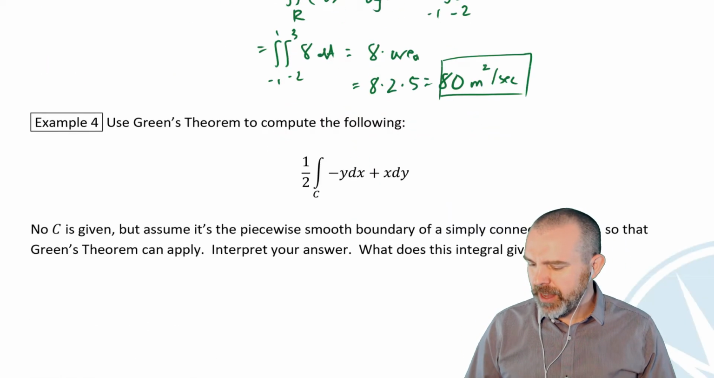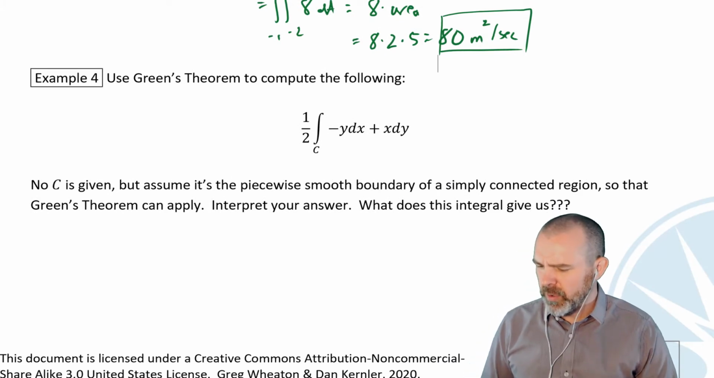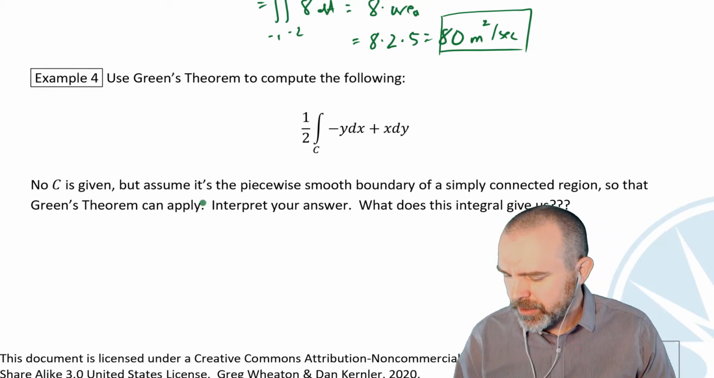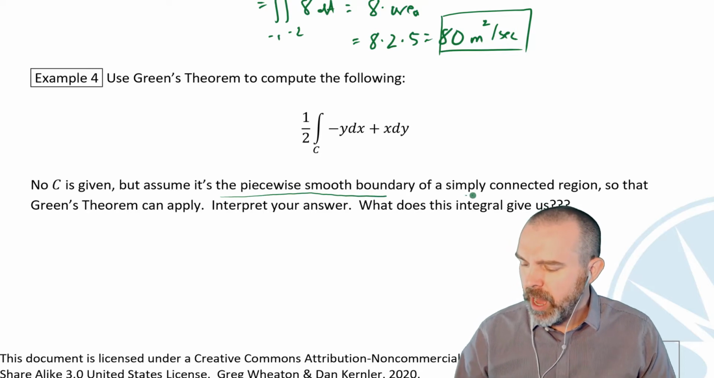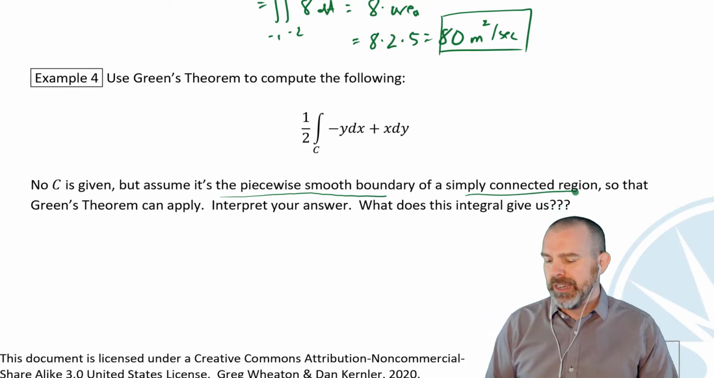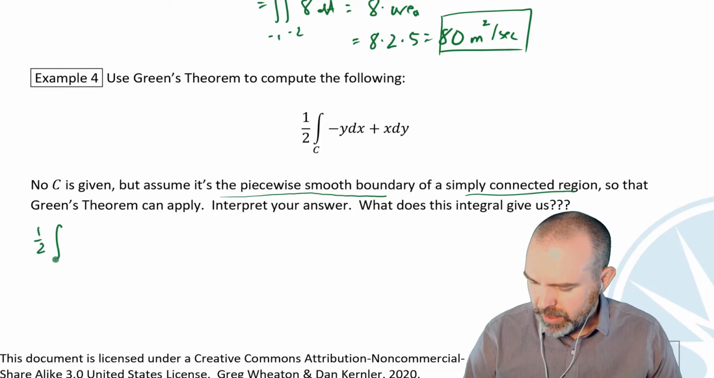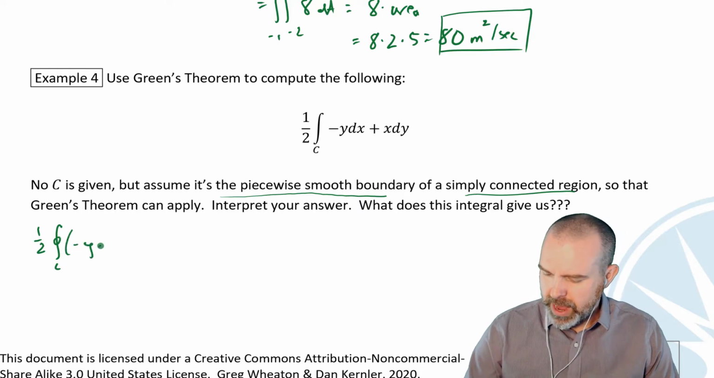Okay, next example, Green's theorem to compute the following. This is kind of an interesting one here. So we don't really have a curve, so let's make Green's theorem apply. We're going to assume it's a piecewise smooth boundary of some simply connected region, and we're going to compute it. So let's see what happens. 1/2 the closed integral now of -y dx plus x dy.